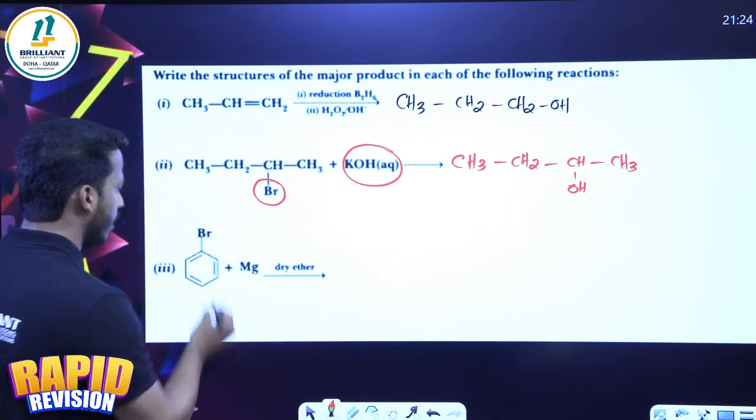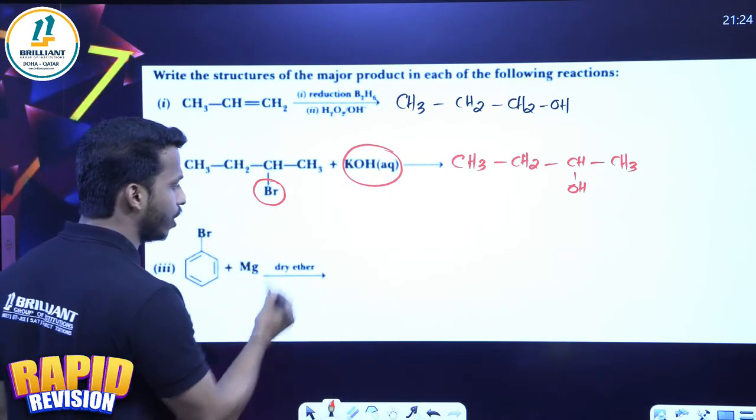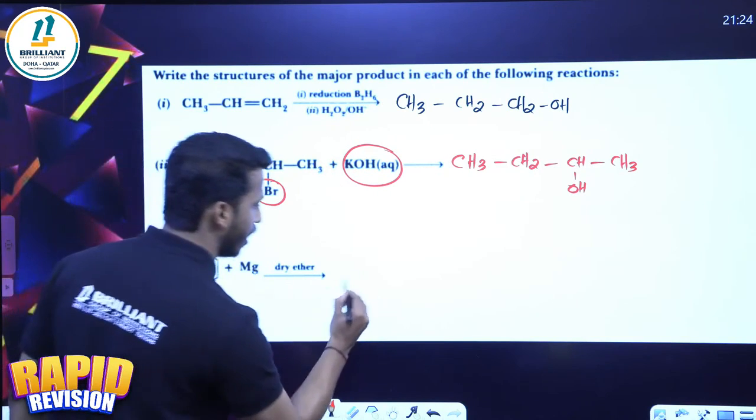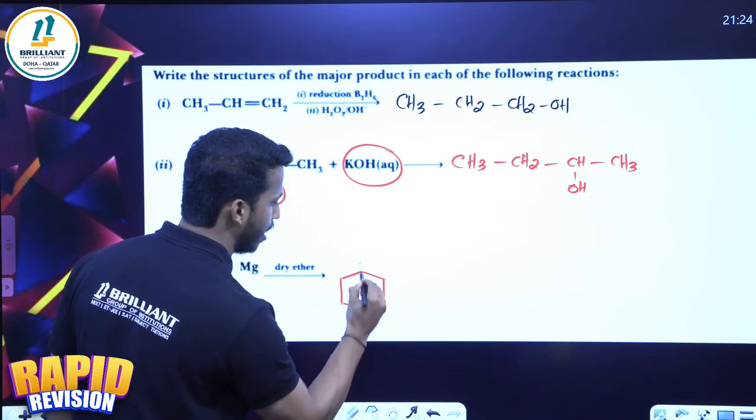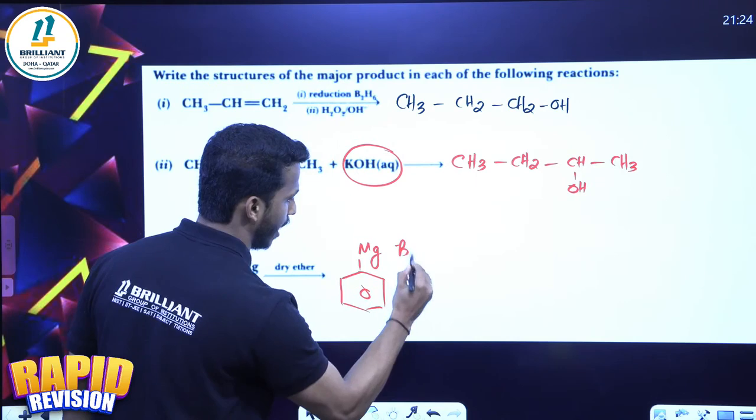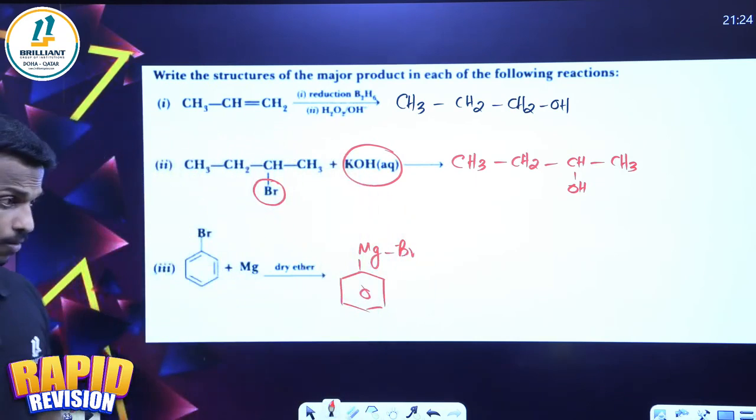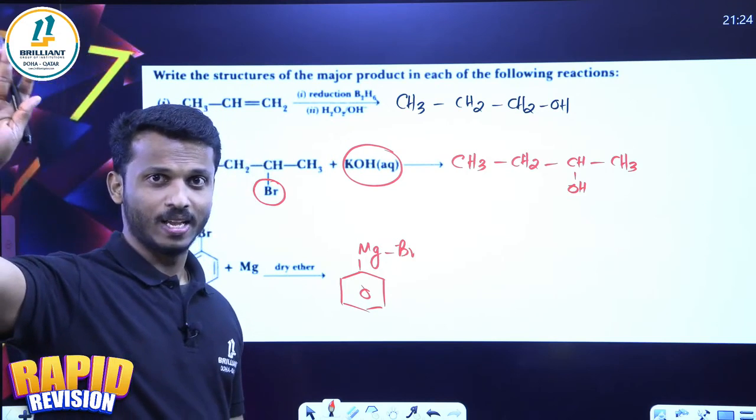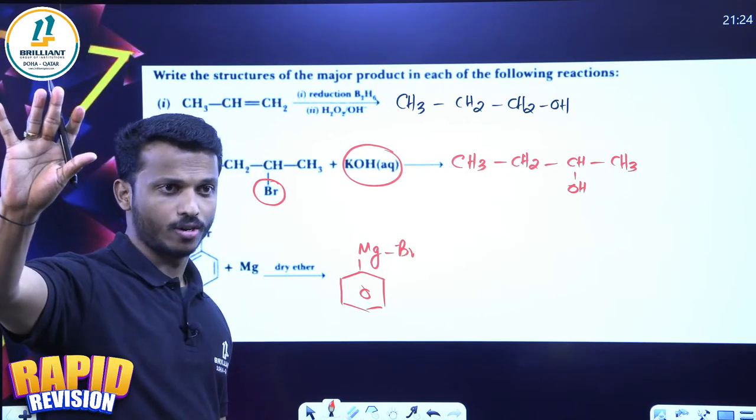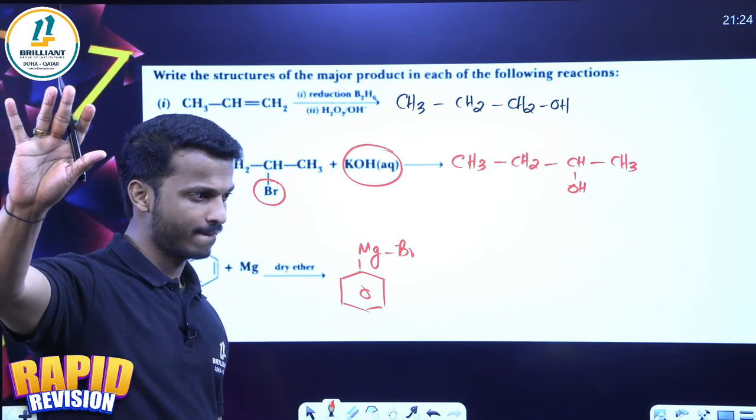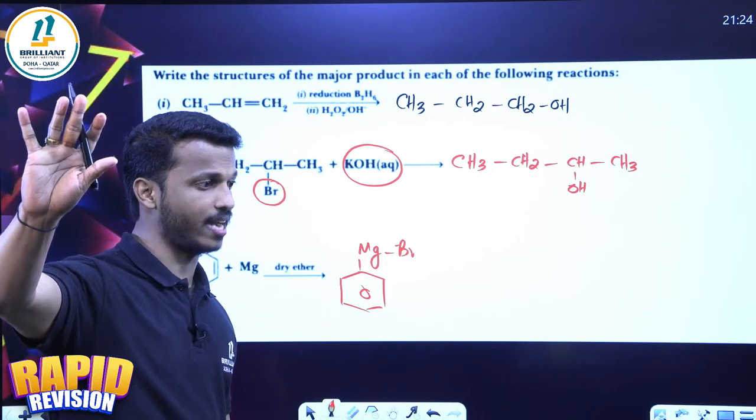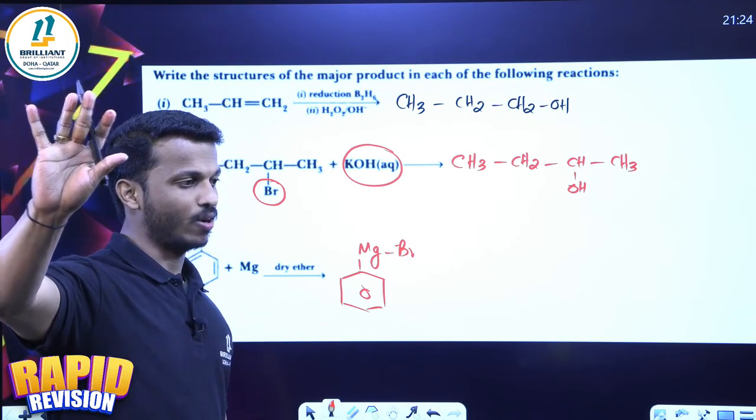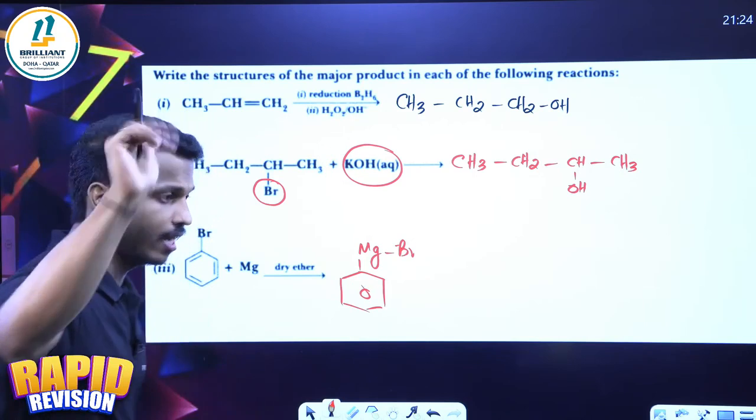Yes, correct. This is a haloarene with magnesium and dry ether. You will get the Grignard reagent, which one, dear all? Phenyl magnesium bromide, right? Dear all, did you get the answer correct or not? All three answers are correct, right? Okay, let's go to the next question.